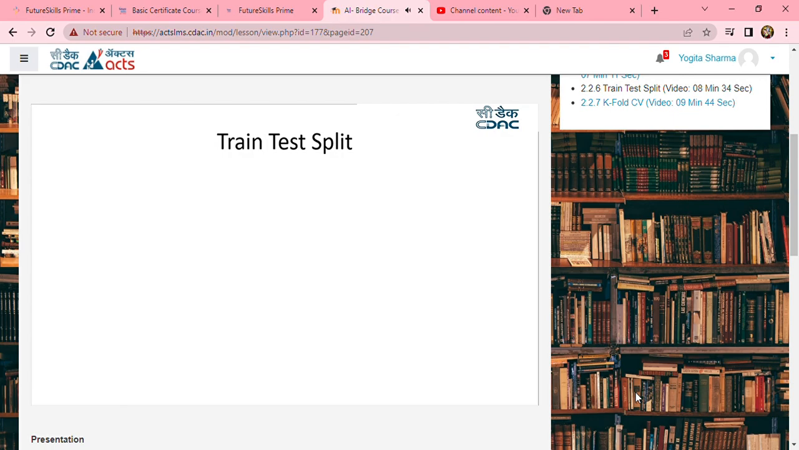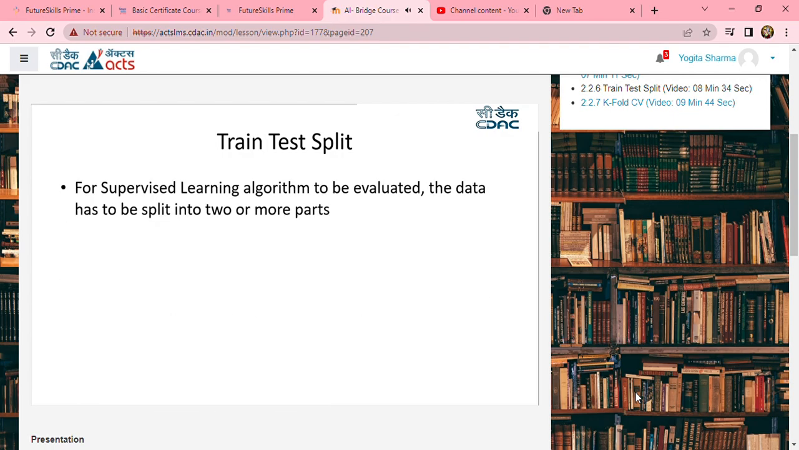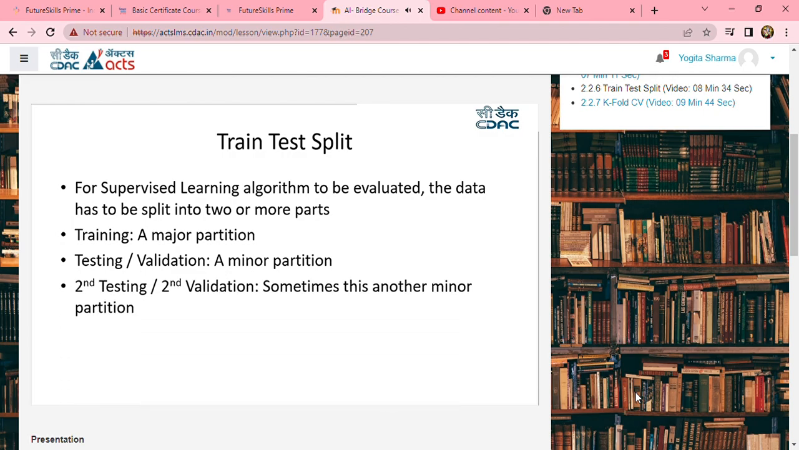Consider that for a supervised learning algorithm, we want to split the data. The data is split into two or more partitions with the train test split method. The first partition will be a major partition, the second a minor partition, and sometimes another minor partition may also be there. Now, let me tell you the intention behind this minor partition.